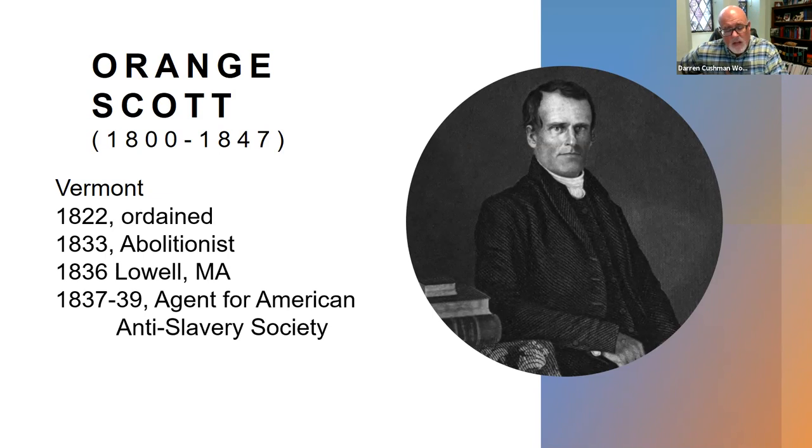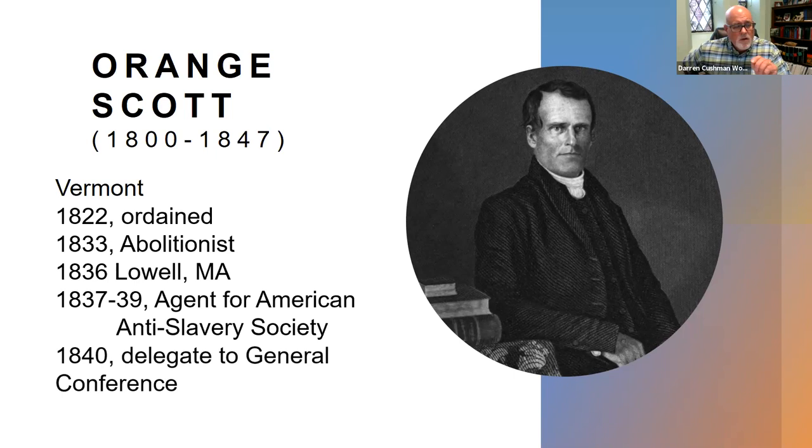There are 70 agents that Garrison employs. And so he's traveling around the country preaching abolitionism. He returns back to Lowell in 39 and then is elected that year and goes to General Conference as a delegate in 1840. He dies 7 years later of tuberculosis. But before he dies, he helps to found this denomination.